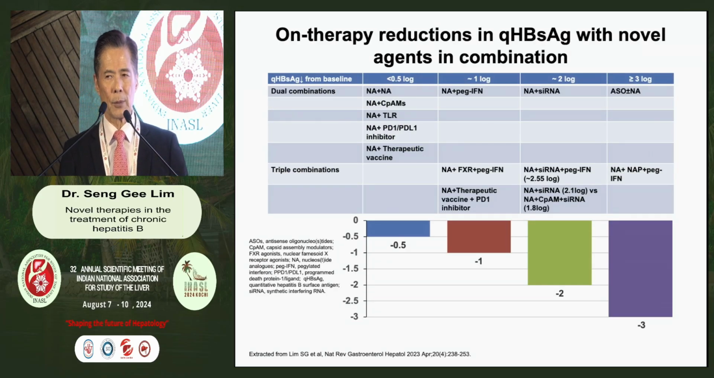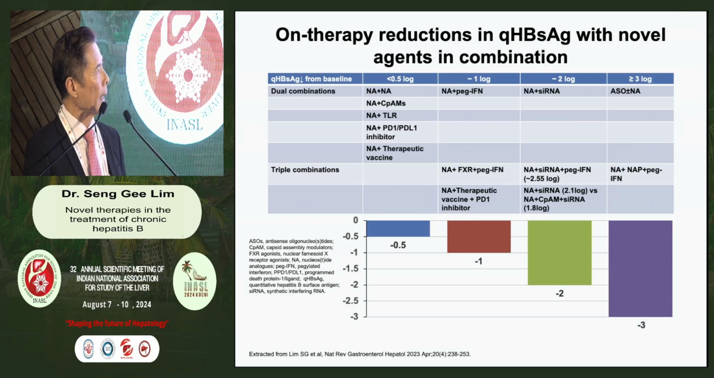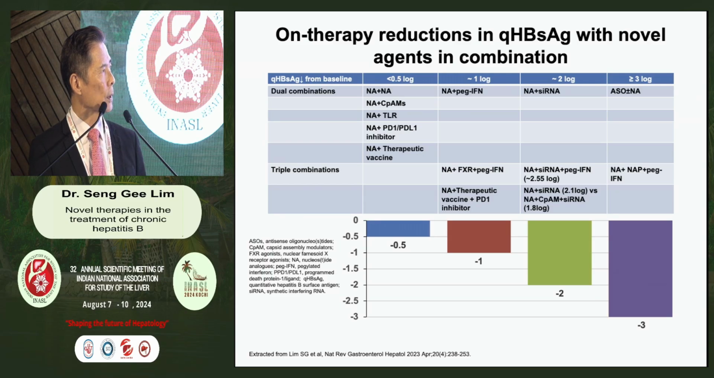Here's a quick summary of the landscape we're looking at now. I'm sorry for the abbreviations here, but you can see that most of the new therapeutics, with or without nucleoside analogs, lead to a very small reduction in S antigen, less than 0.5 log reduction, including therapeutic vaccines. Whilst at the other end of the spectrum, in purple here, more than 3 log reduction are really only antisense oligonucleotides, with or without nucleosides, and nucleic acid polymers with interferon and nucleoside analogs.